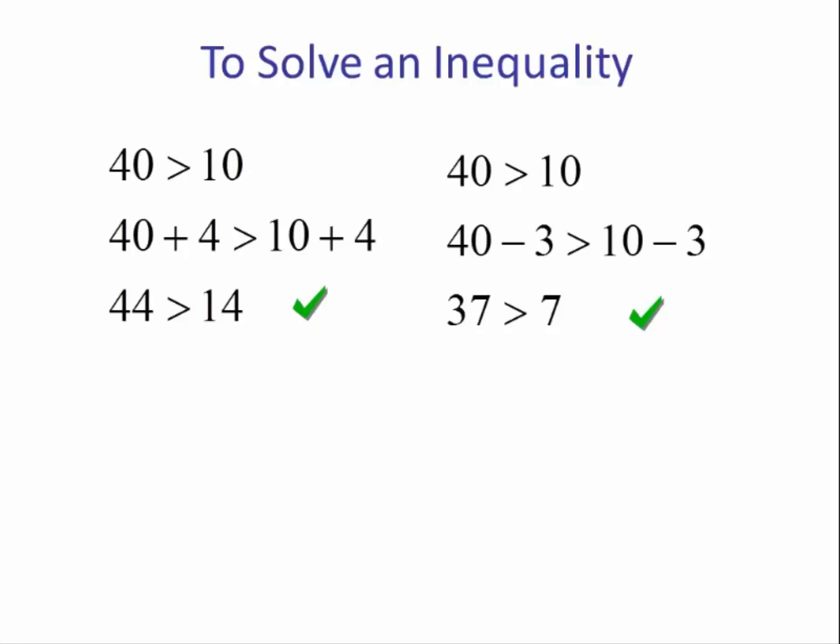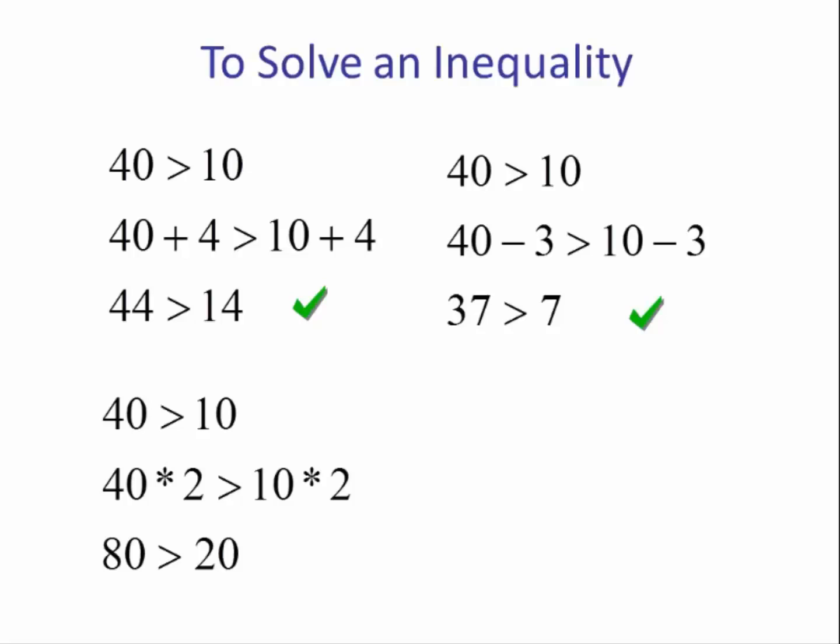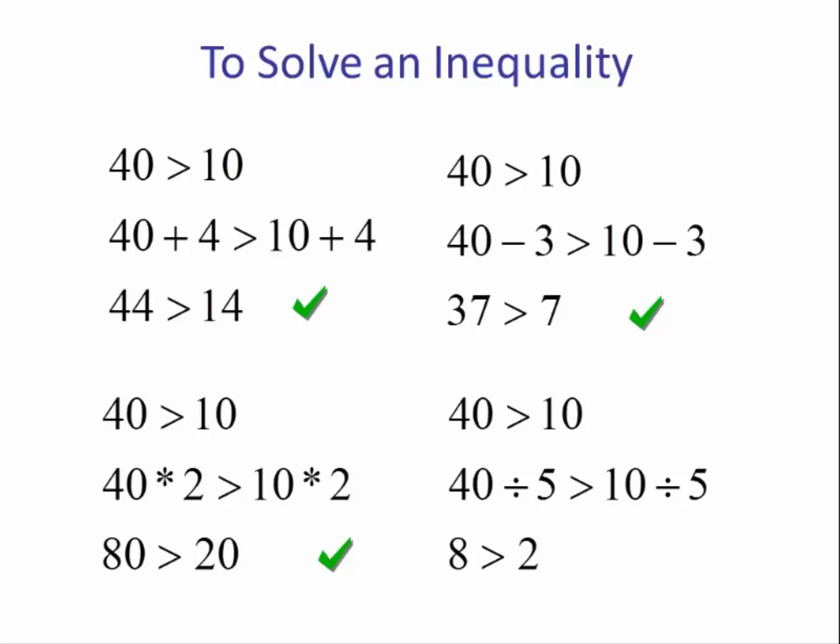So we can add any number or we can subtract any number to both sides of an inequality and we are still left with a true statement. Now let's multiply. If we multiply this true statement by 2, we have 40 times 2 is greater than 10 times 2. Well, that becomes 80 is greater than 20, and that's a true statement. Again, let's take our true statement. This time let's divide, and if we divide by 5 to both sides of the inequality, we are left with 8 is greater than 2. Again, this is a true statement.